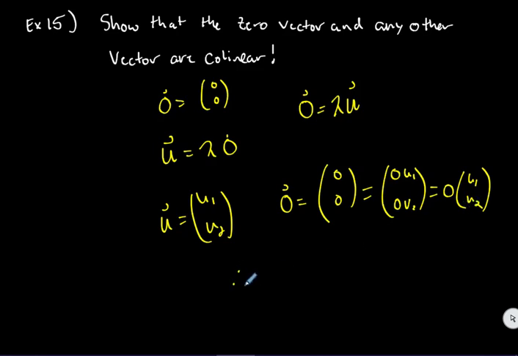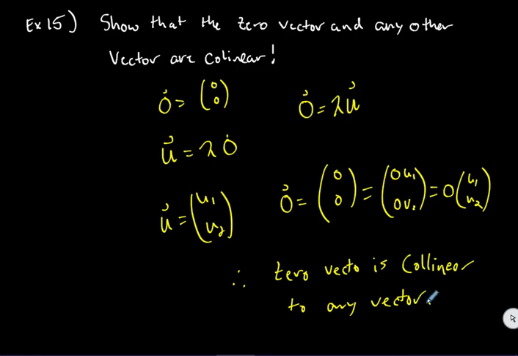So therefore I know the 0 vector is collinear to any vector. Sound good? Thanks, guys.